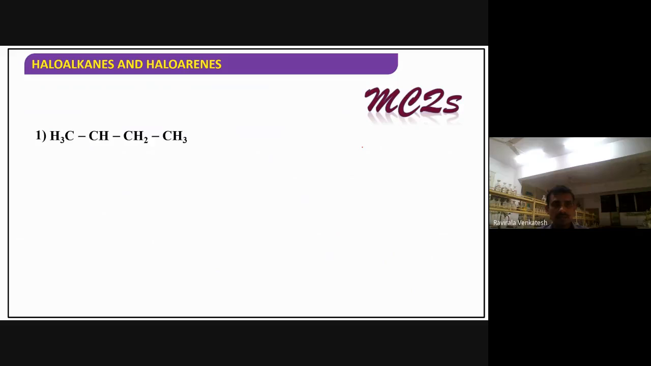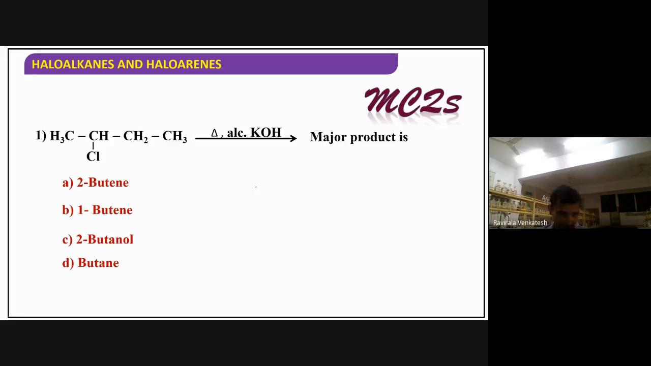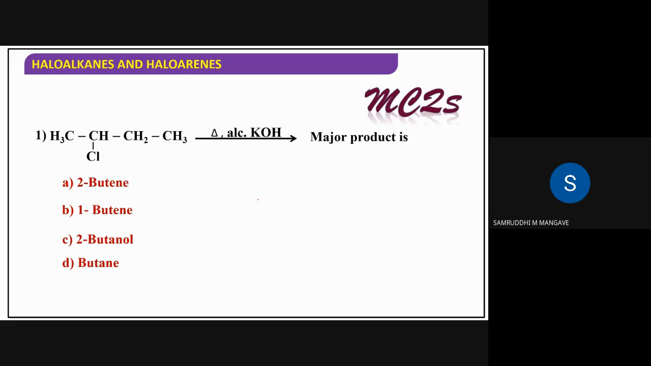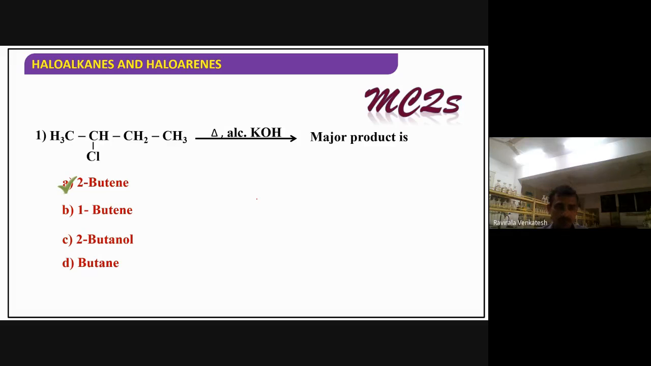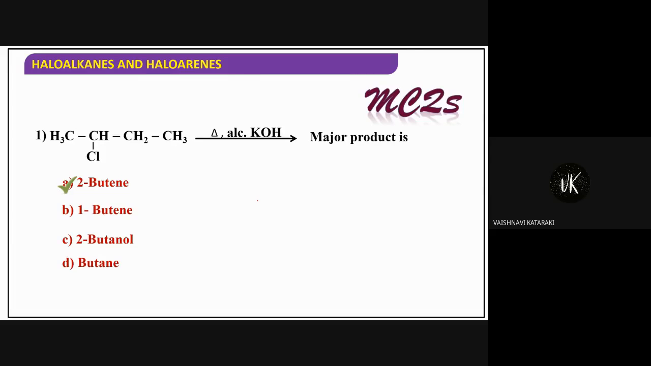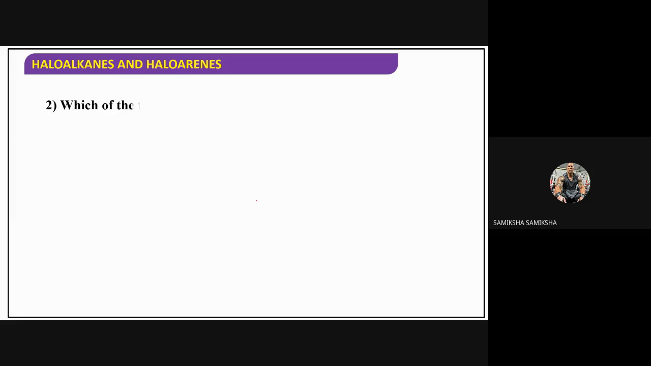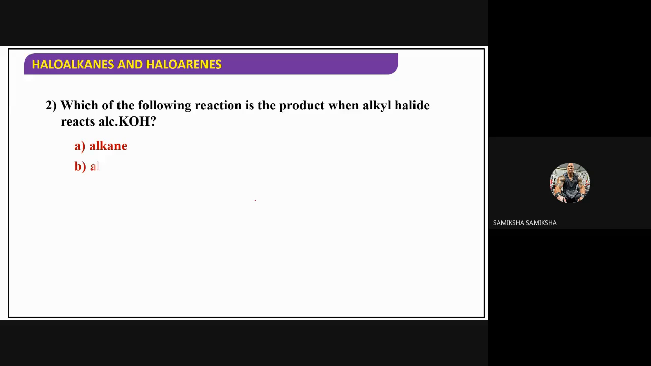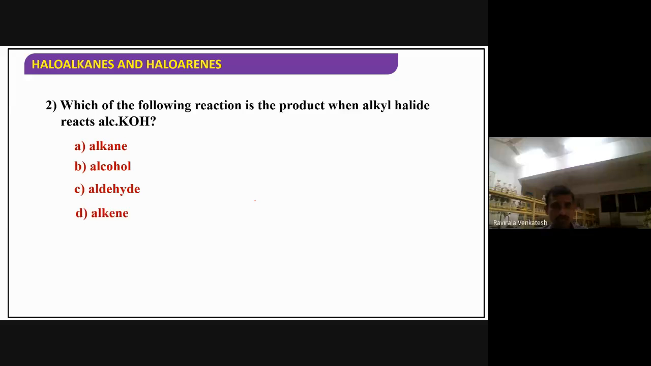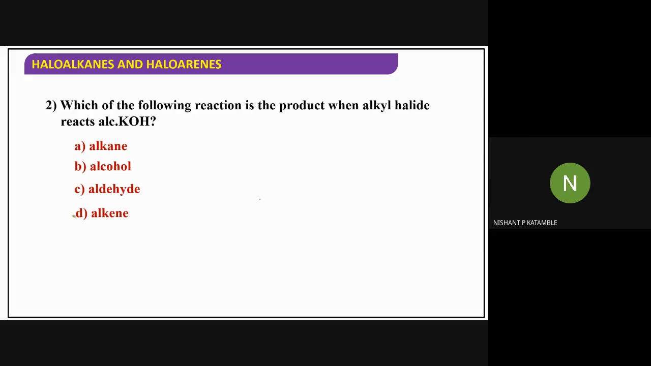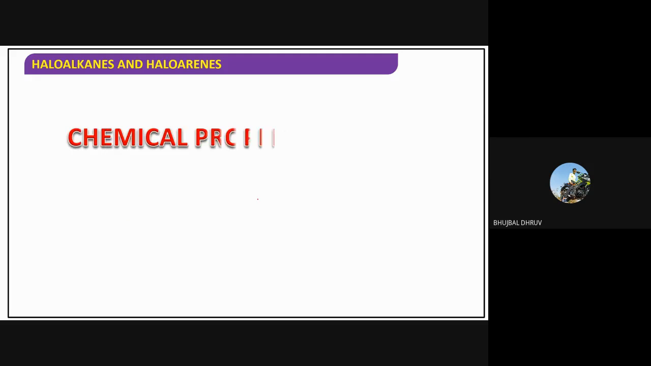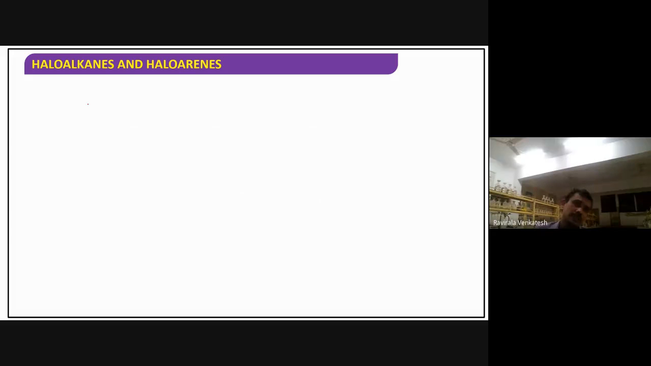Next, now if I take alcoholic KOH, this one will have major product. Tell me now, what is the major product for this one? 2-butene. What is the minor product? It will be 1-butene. What is the product in this case? Alkene. Now, one more example I will give for you.